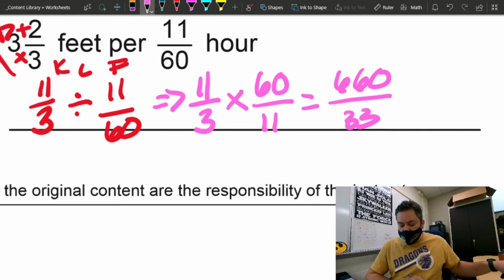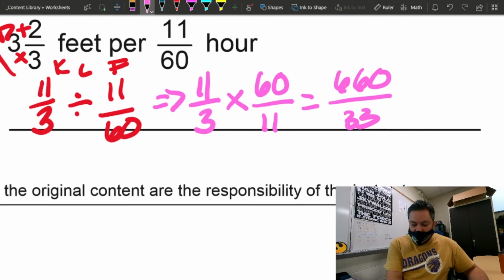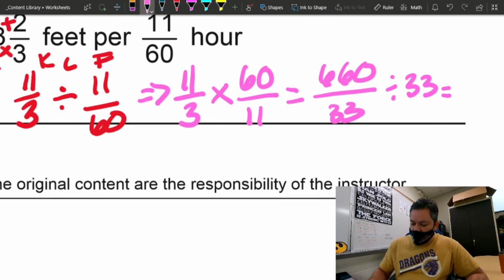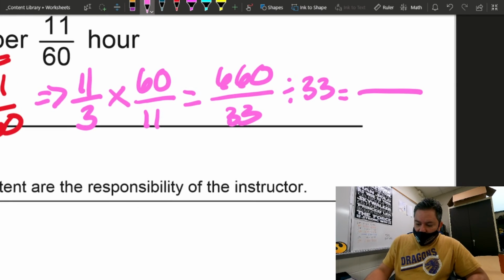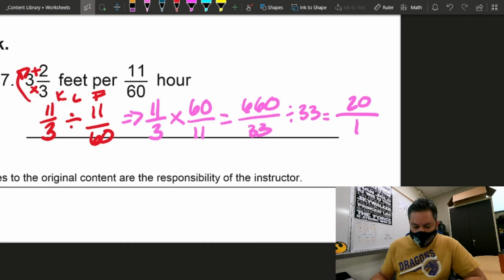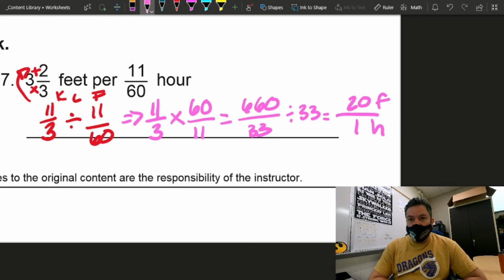Right? So I've got to make the bottom to be 1. How do I do that? If I divide both of them by 33, I'm going to get 20 at the top and 1 at the bottom. So that means I have 20 feet every hour. And that will be my final answer.